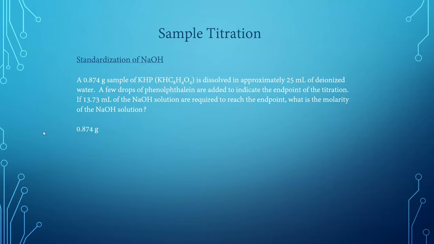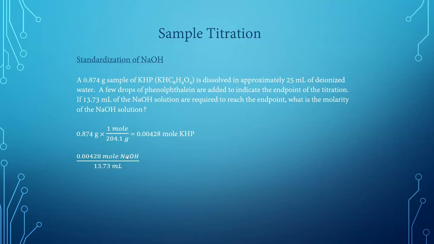To get the moles of KHP is very simple. We know how many grams we measured, so we simply use the molar mass that we can determine from the formula, and then we can calculate the number of moles of KHP. And we know, of course, because it's a one-to-one stoichiometry, that the moles of KHP also equals the moles of sodium hydroxide.